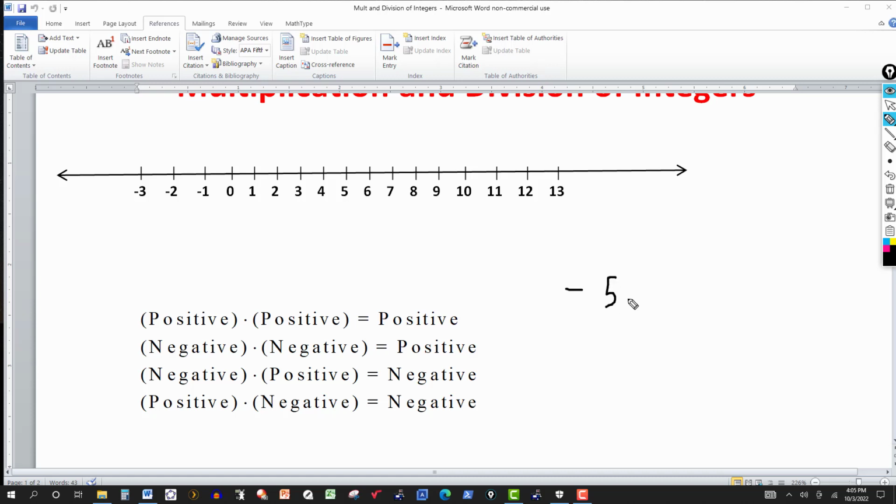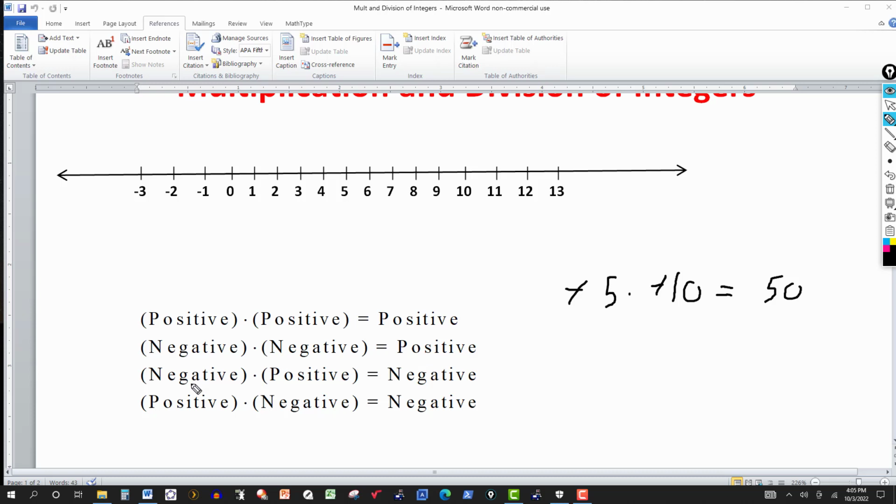Negative 5 times negative 10. Just multiply the numbers. What's 5 times 10? 50. Anytime you have a double negative, they cancel each other out. So positive times a positive gives you a positive. Negative times a negative gives you a positive.